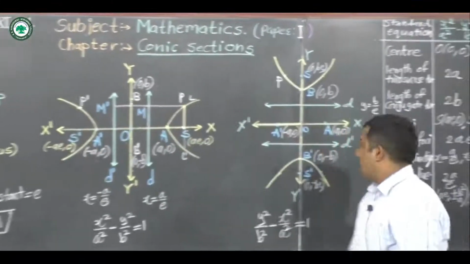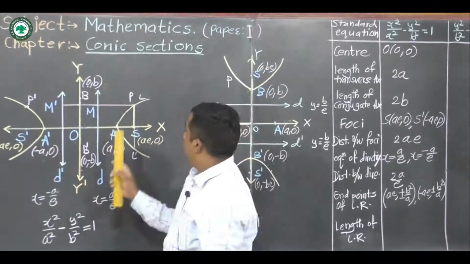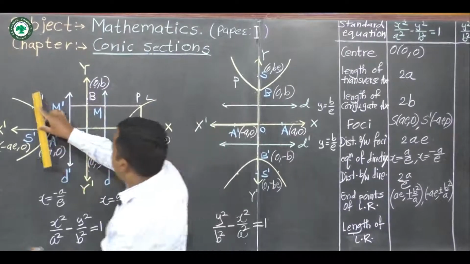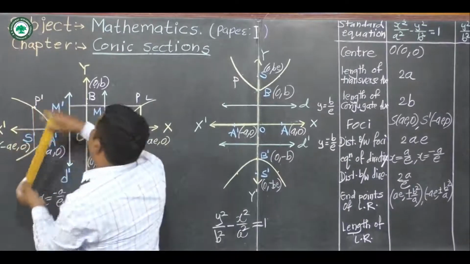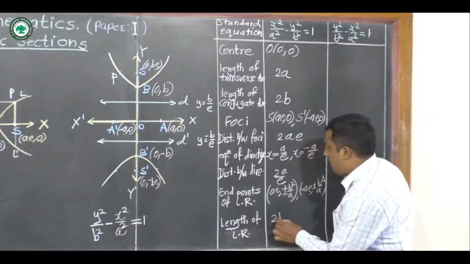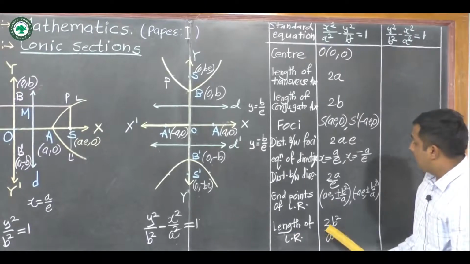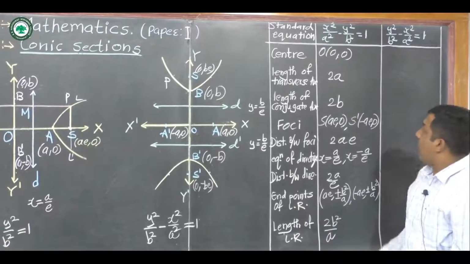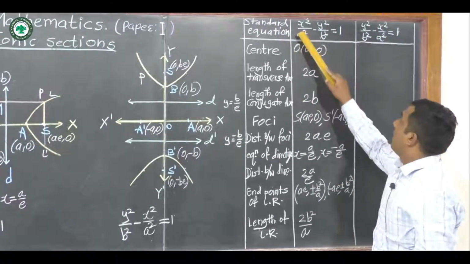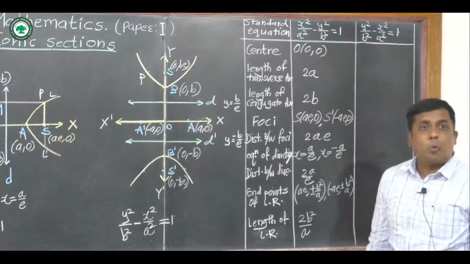And in the last, the length of the latus rectum. Here we consider two latus rectums. On the right-hand side, LL dash is a latus rectum, and this other chord is also a latus rectum. The distance between the two ends is 2B square upon A. The length of the latus rectum is 2B square upon A. So this is all for the standard equation of the hyperbola x square upon a square minus y square upon b square equals 1.